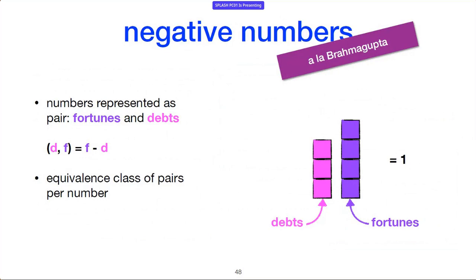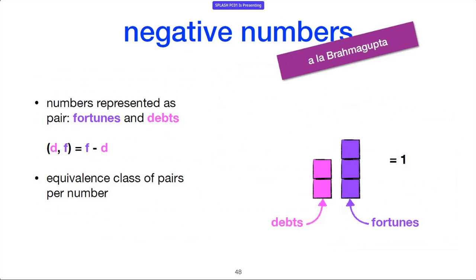Brahmagupta handled negative numbers by representing negative numbers as a pair. In fact, all numbers as pairs, not single numbers. You call them fortunes and debts. The way that you represent a number is you just represent a debt and a fortune, and the value of the number is the fortune minus the debt. So you get equivalence classes of pairs that represent each number. This number represents one more fortune than debt. This number represents 1, this number represents 1, a bunch of different ways of representing it.